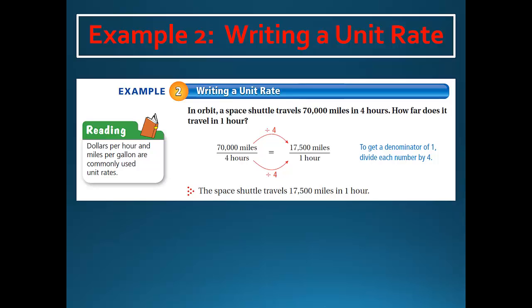So in order for us to have 4 hours and convert that to 1 hour, we'd have to divide by 4. Since we're dividing by 4 in the denominator, we also would divide the numerator by 4. When we divide 70,000 by 4, we get 17,500. So the space shuttle travels 17,500 miles in 1 hour. So 17,500 miles per hour.